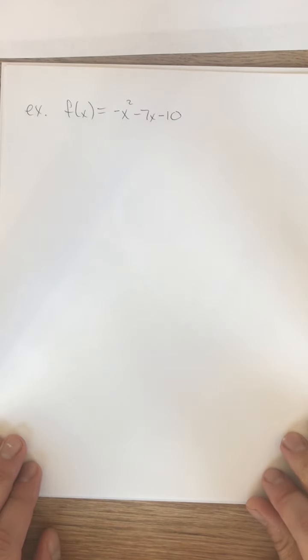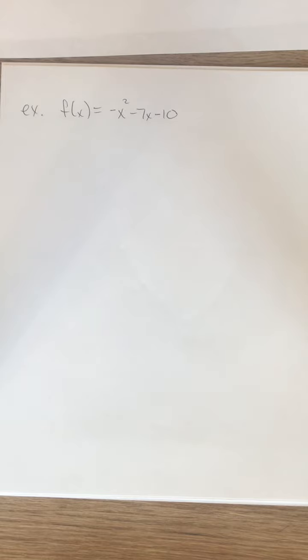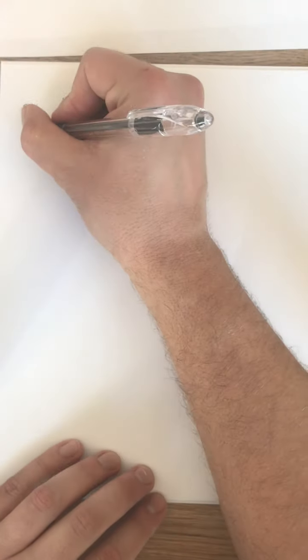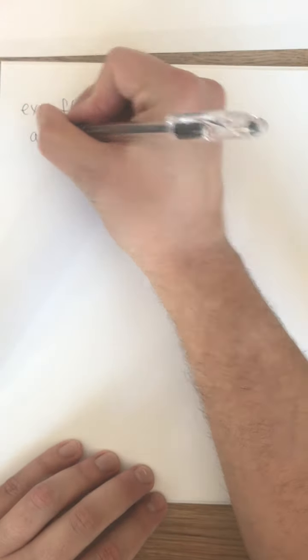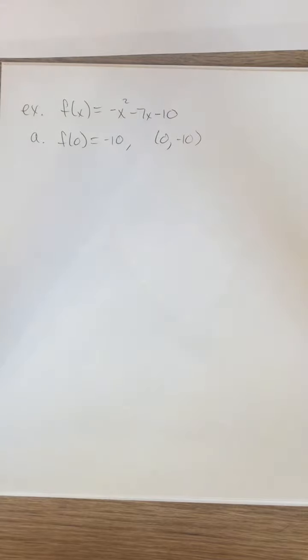So let's say f of x is negative x squared minus 7x minus 10. And rather than having this in vertex form, we're going to need to find the vertex using h equals negative b over 2a when we get to that point. So the first thing, let's do the y-intercept, which is f of 0, which is negative 10. So 0, negative 10 is the y-intercept.